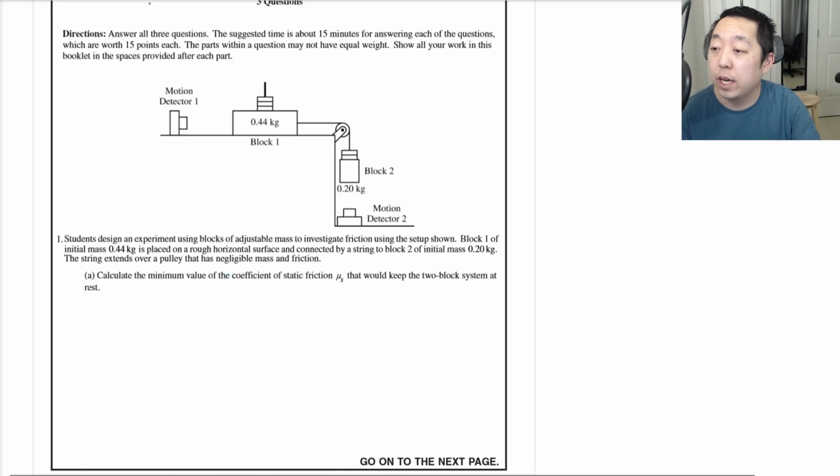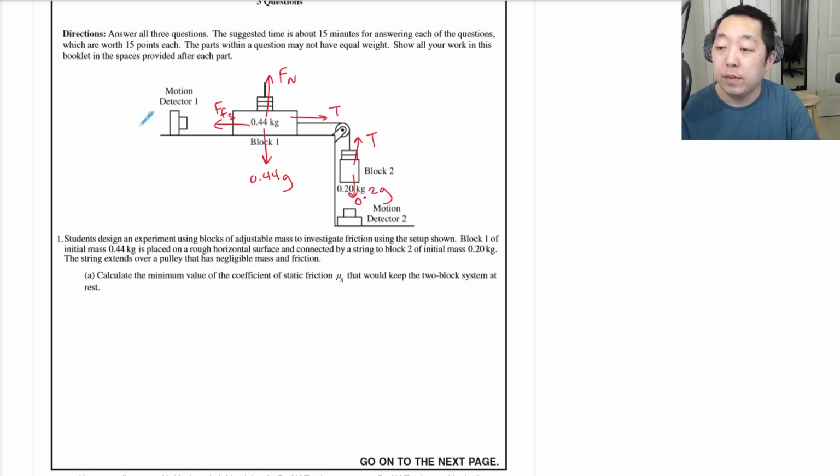Okay, so free body diagrams. Block 1 has gravity down here and then normal force up here. Also got frictional force holding it in place, static friction specifically, and then we have tension here, and then we have a tension here on this guy, and 0.2 G coming down on this guy. Okay, so those are all the forces, nothing else is touching.